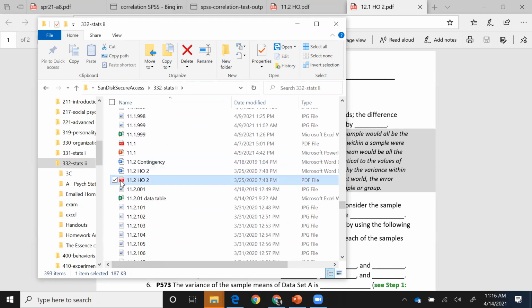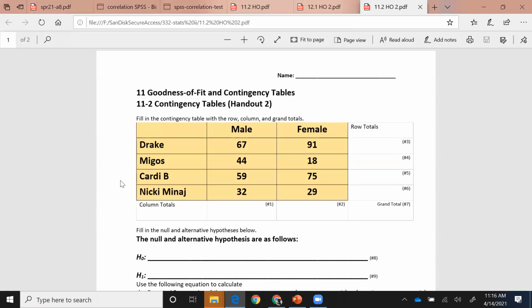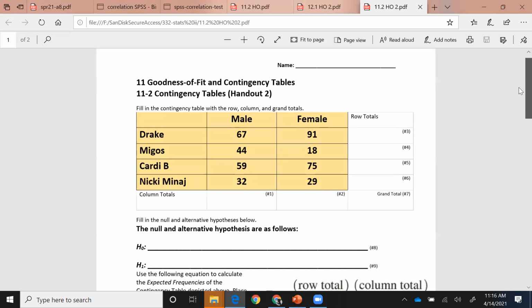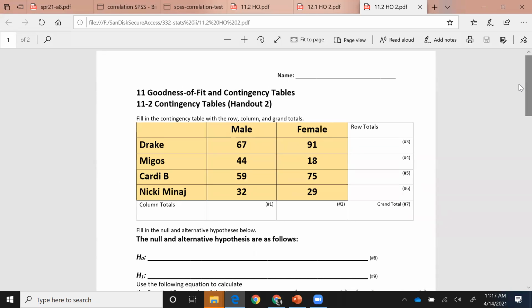Here it is. Okay. Now, this right here is the handout that, since we know what we're doing here, I think no one is going to have any problem with it, right? But again, this is a table.